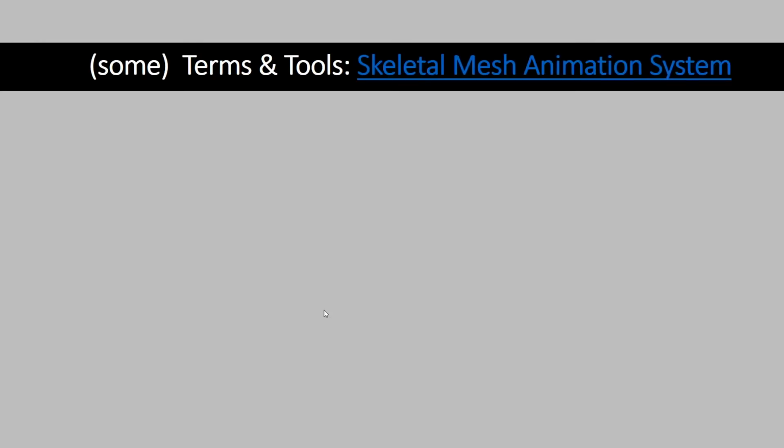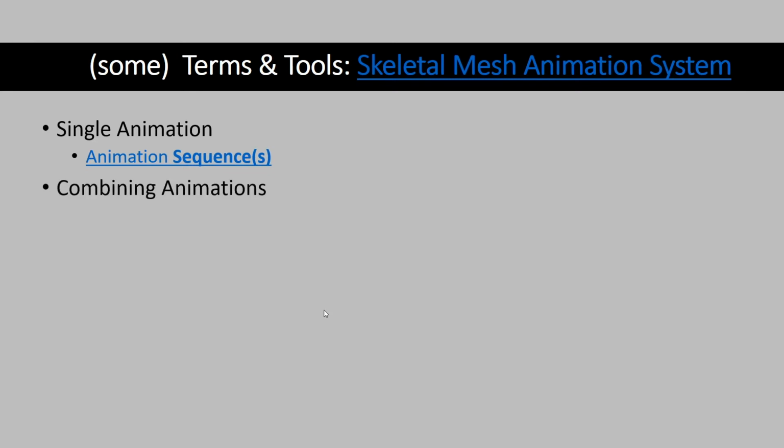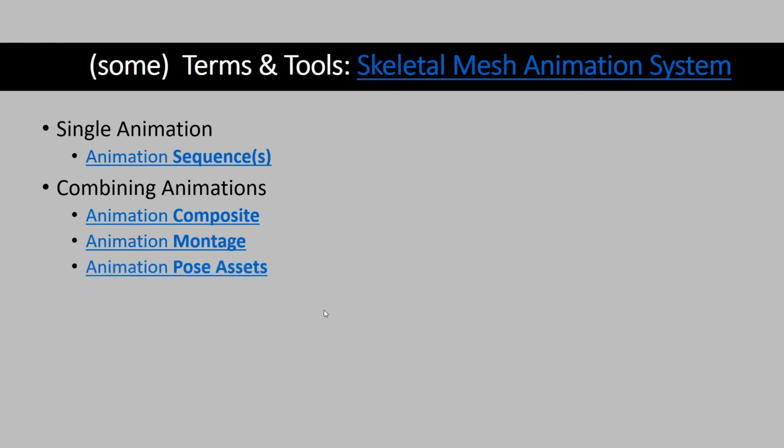So first of all, let's talk about terms and tools for the skeletal mesh animation system. Now you can start out with a single animation, and in Unreal that is known as an animation sequence. So we're going to drop that in. We already did that with the robotic arm. The next is there's a bunch of tools for combining animations. There's animation composite, montage, pose assets, and state machines.